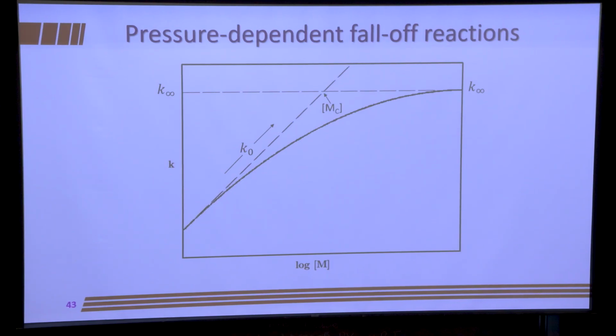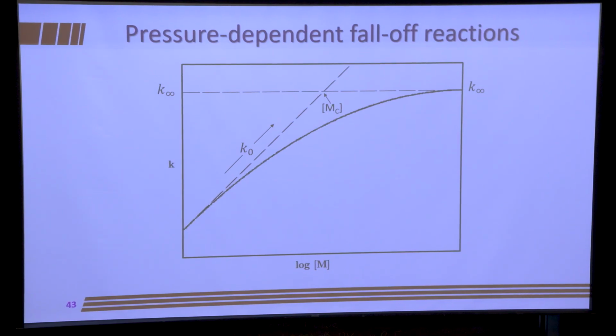Okay? And we have to be able to resolve this. So the imaginary point of intersection between the low pressure rate constant and the high pressure limit rate constant occurs at a critical concentration of M, Mc. Okay? And this is the concentration of M where the low pressure rate constant and high pressure limit rate constant would meet. It's the third body concentration at which those rate constants intersect.